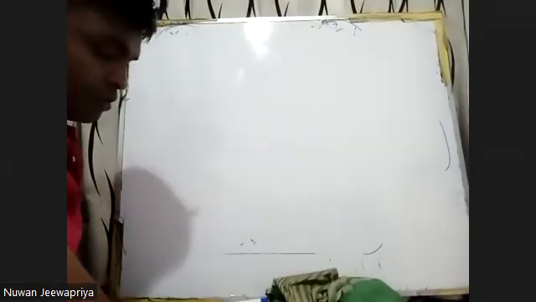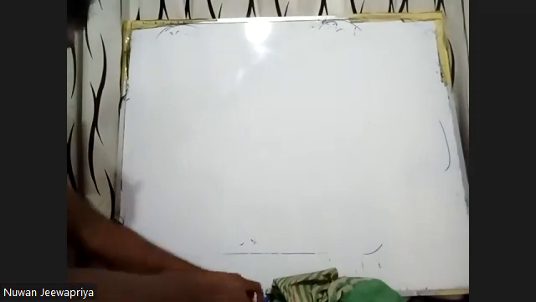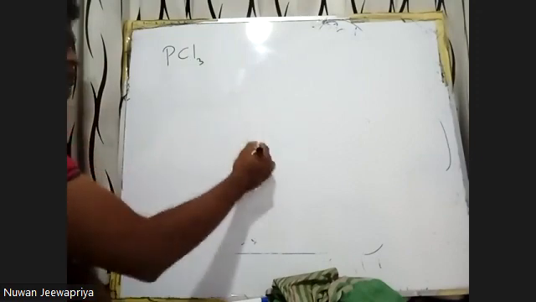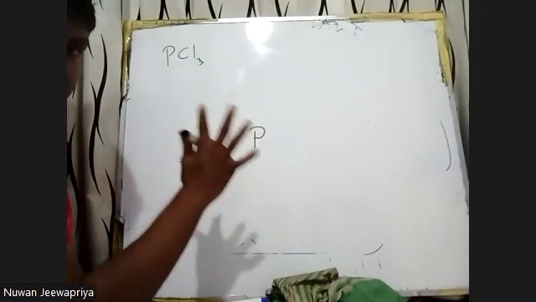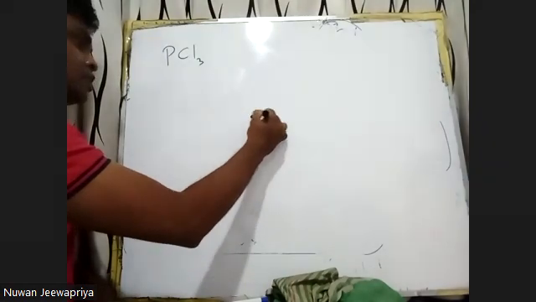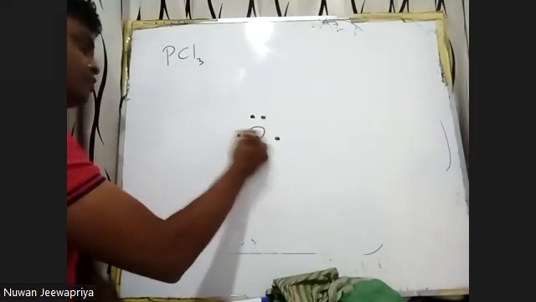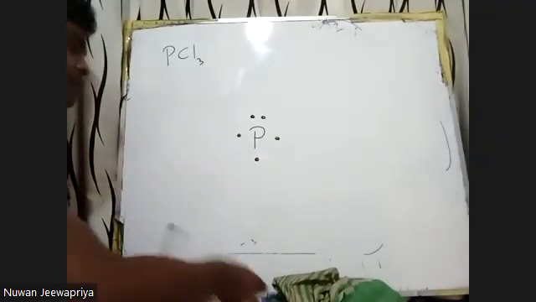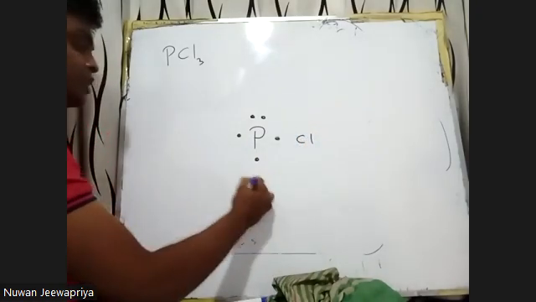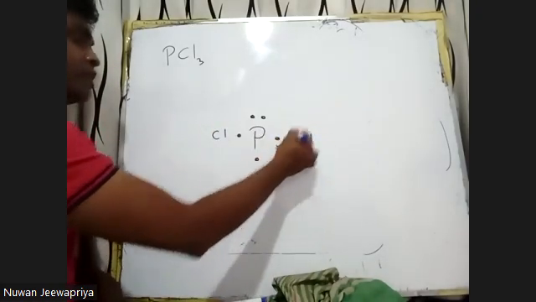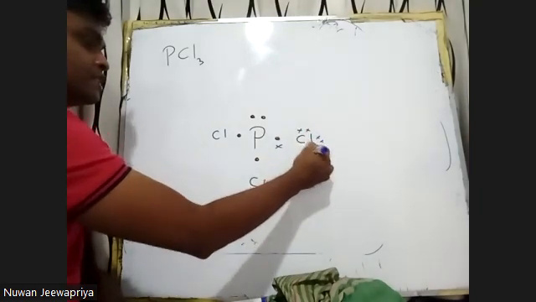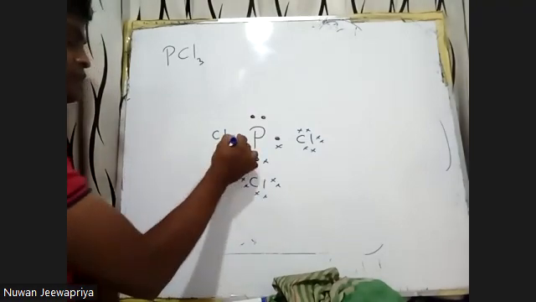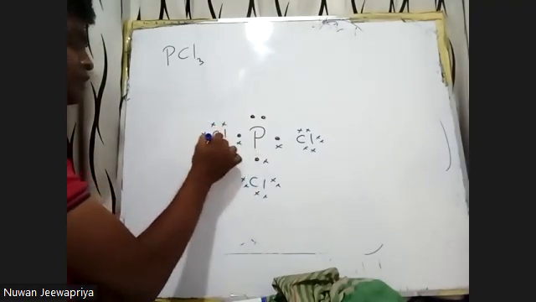Now I want to draw the PCl3. Phosphorus is the middle atom. Phosphorus has 5 outer electrons: 1, 2, 3, 4, and 5. The chlorine atoms are the surrounding atoms. So this is chlorine here, and chlorine here, and each has 7 outer electrons: 1, 2, 3, 4, 5, 6, 7.